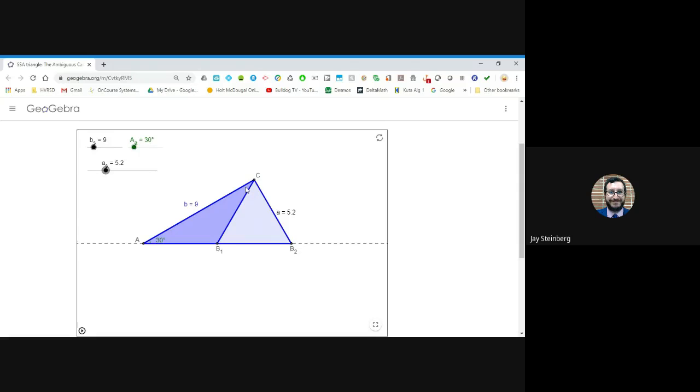Angle C can go from here all the way across, and that would be your first triangle, this large triangle where I stopped the side length of A from rotating. That would be the first case. In order to do this, what you need to do is use your law of sines to find your angle B.